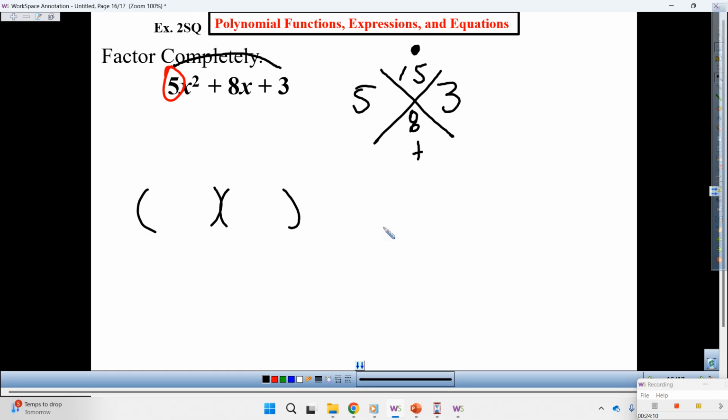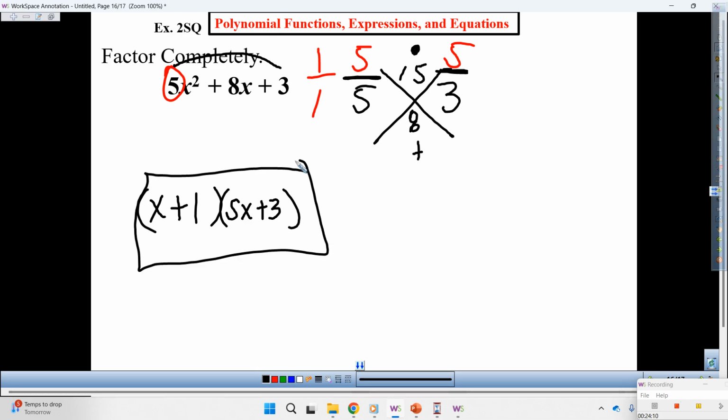All right, Gabriel? Yeah. So divide these by 5. All right, so put the 5 on top. So, can I reduce this anymore? Yeah, 1 over 1, so my factor is x plus 1. How about this one? Can I reduce it anymore? No, so that is 5x plus 3. Hands, have you got that? All right. And let's see. I think that was one more.